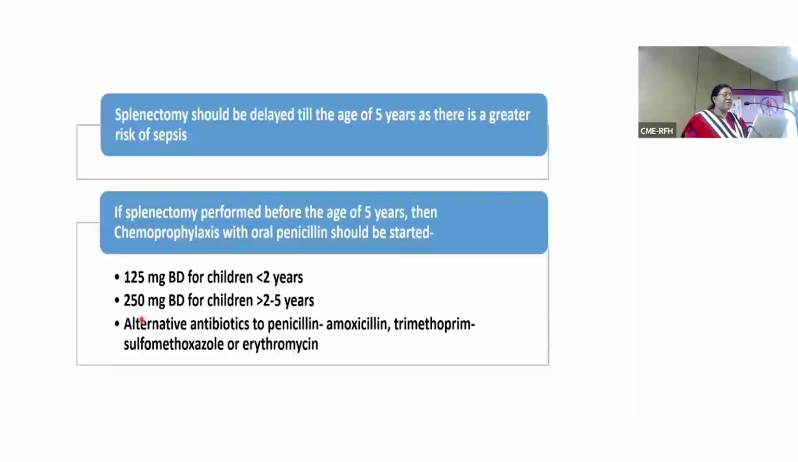As I just said, splenectomy should be delayed beyond 5 years. And because we are removing the spleen, the child is now not protected against encapsulated organisms. Therefore, he requires chemoprophylaxis with 125 milligrams of Pentids, or alternatively you can use amoxicillin for children less than 12 years, or 250 milligrams in children 2 to 5 years. And alternative drugs if he is sensitive to the penicillin group of drugs.